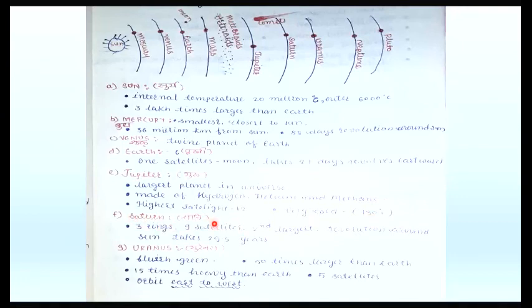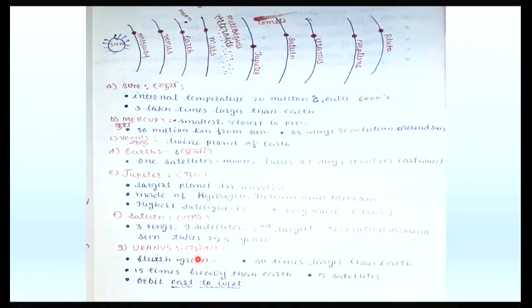Then we have Saturn, जिसको हम शनि कहते हैं. It has three rings, 9 satellites. It's the second largest planet in the solar system and revolves around the sun and takes 295 years to complete one orbit around the sun.